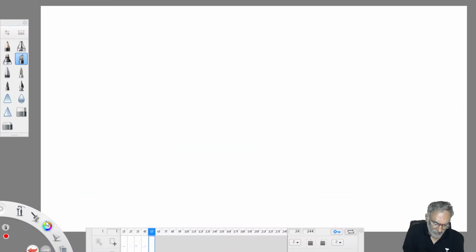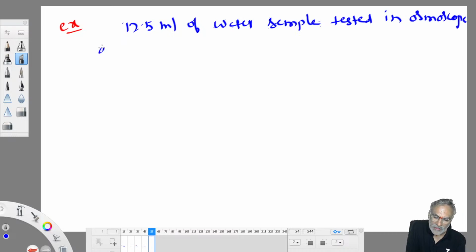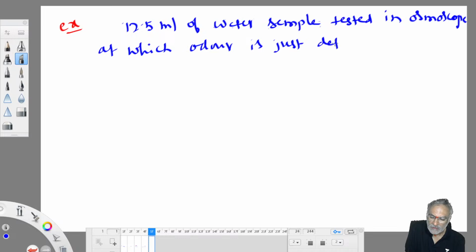Next, one more example. 12.5 ml of water sample is tested in osmoscope at which odor is just detectable. Find TON. Like this also they will ask.